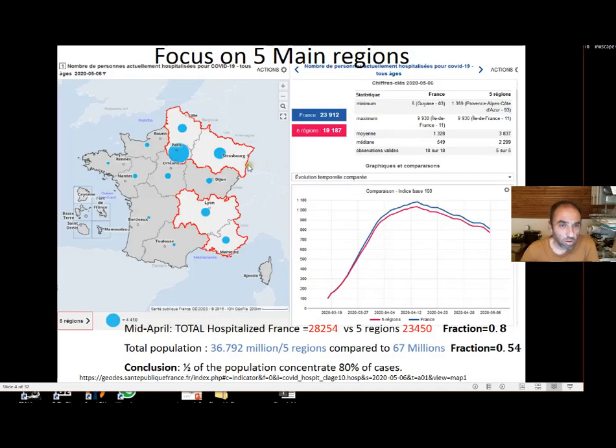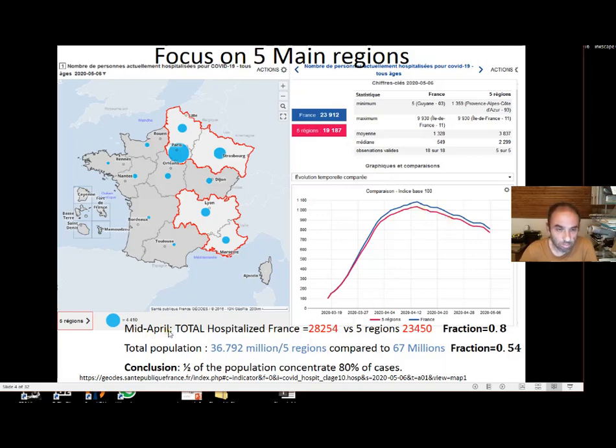First of all, public data. The country, France, has been basically divided into two parts. The first part consists of the five most infected regions compared to the other part here in gray. As you can see, for the number of hospitalized, we have 23,000 compared to 90,000 for the five regions. And on this time evolution comparing the five regions, which I will describe in the next slide, and France, you see a very similar parallel evolution.